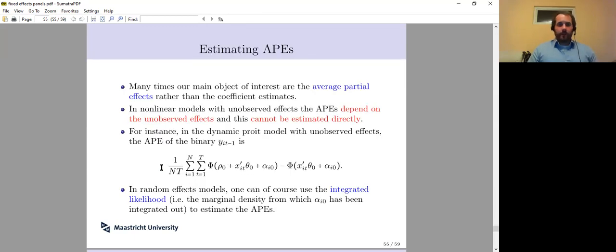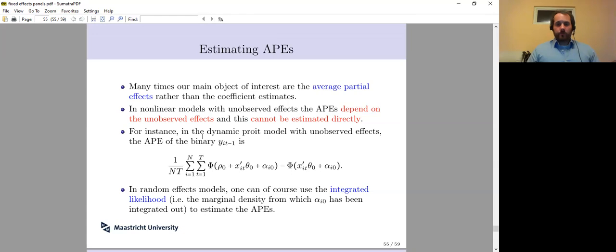Finally, we have now discussed the estimation of the coefficients, but as we have learned, many times we care about the average partial effects more than the coefficients. And as for the coefficients, whenever we have a fixed effect or an unobserved effect, we cannot estimate the APEs directly because, as you can see here, there are unobserved variables inside the APE.